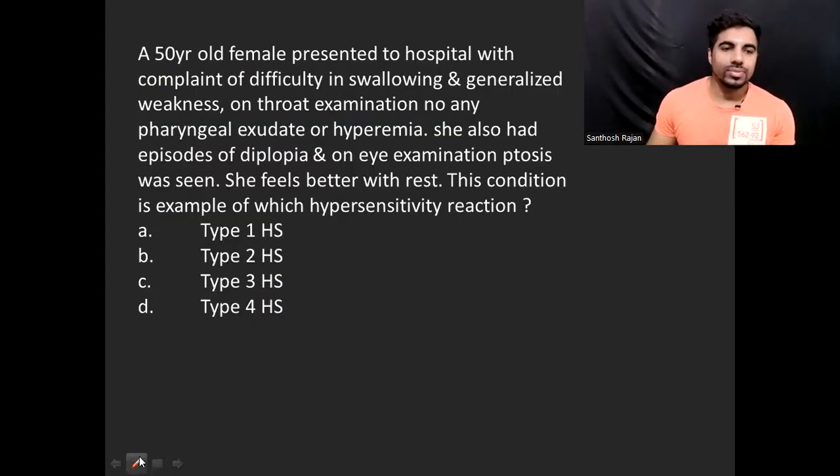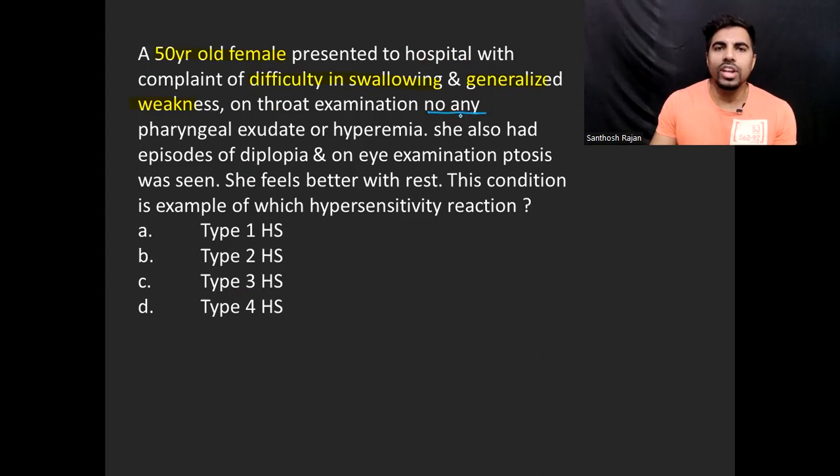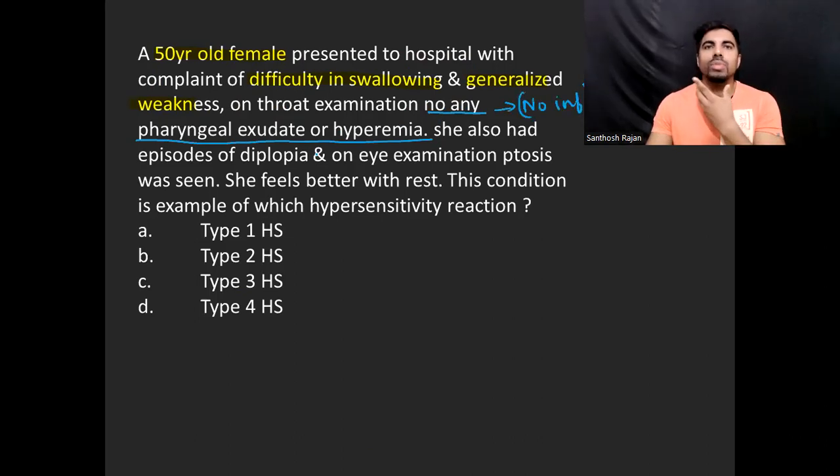Next question we are going. Look at this question. A 50-year-old female presents at hospital with difficulty in swallowing and generalized weakness. On throat examination, there was no pharyngeal exudate or hyperemia. That means no infection, this is the clue. If it were infection, there would be redness and exudate. Pharyngeal exudate would make you think of streptococcal pharyngitis or diphtheria, Corynebacterium diphtheriae, but that's out.